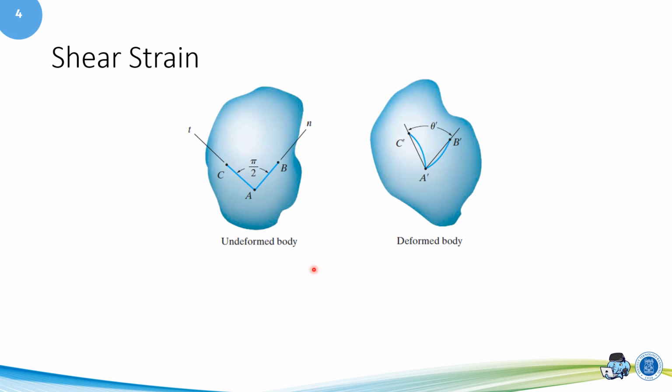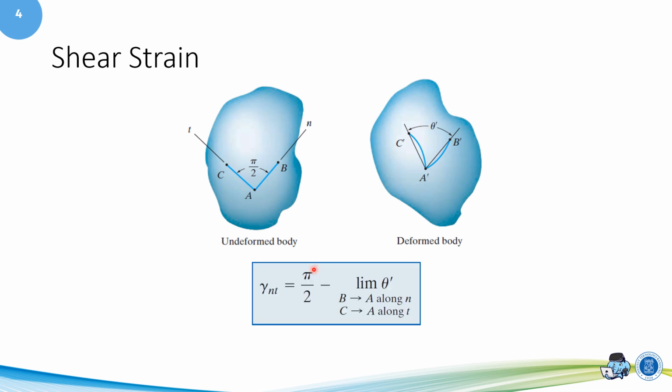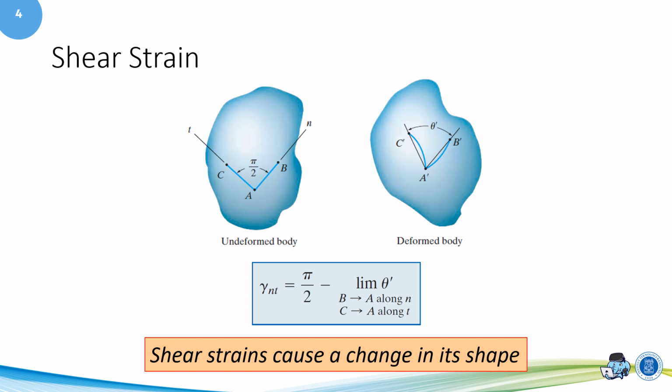So you can see that there is deformation, which means there is strain, the shear strain. In general, shear strain can be seen as the change of angle before and after deformation. The shear strain can be defined by pi over 2 minus theta prime. So, you can see that gamma and theta here can be assumed to be just like the change of the angle. Different from the normal strain, the shear strain causes the change in its shape, not in its volume.